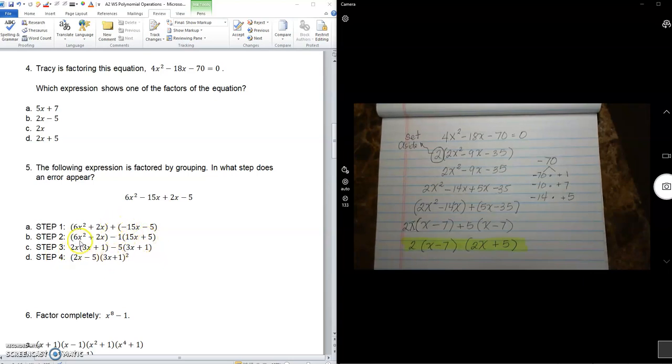Step 3, you factored out 2x here on this side, and then here you factored out negative 5 on both sides. And right here is the error, this squared, because we don't ever square this. This is what it's thinking that it's squaring. We are not squaring that. So the answer here is the error occurred in step 4, which is letter D.